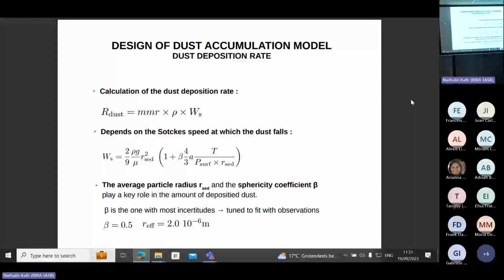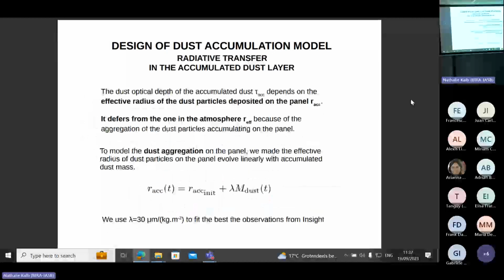They weren't able to do this as well. In fact, since I have a mic, may I ask you a question about this accumulation? You were talking about a linear model to aggregate the dust. I wonder, are there laboratory results from this project that could help to make this dust aggregation model more accurate?